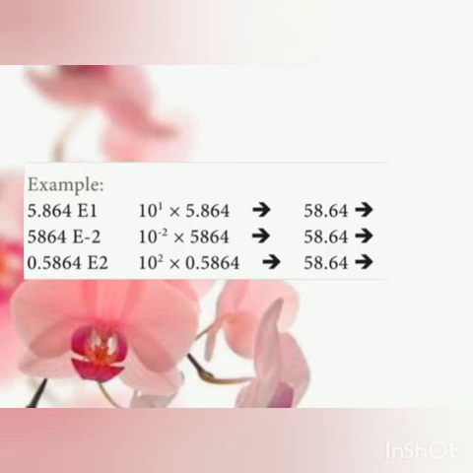Similarly, the next example, 5864E minus 2. Here the exponent value is minus 2. So we have to write 10 to the power of minus 2 into 5864. Look at the number 5864. Here there is no decimal, so by default the decimal point is after 4. So we have to move 2 places towards the left hand side. So the result is 58.64. Then the next example is 0.5864E2.